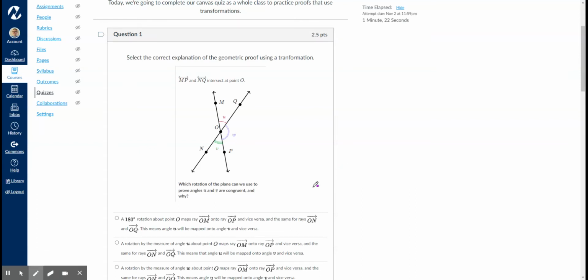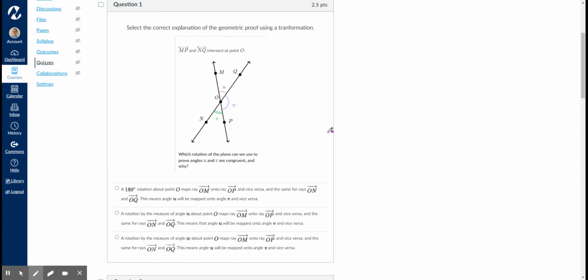Everything else has been sort of like regular level of difficult. This one's kind of more difficult. Anyway, what we're going to do is select the correct explanation of the geometric proof that it's asking for that uses a transformation.